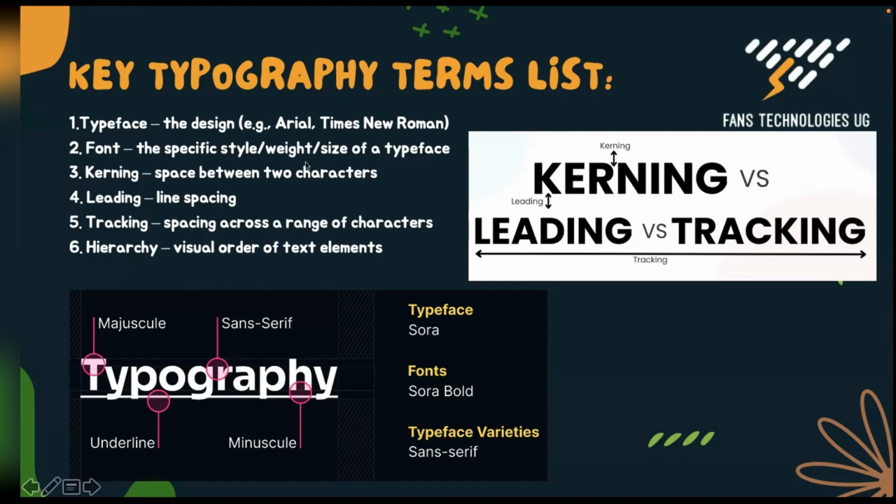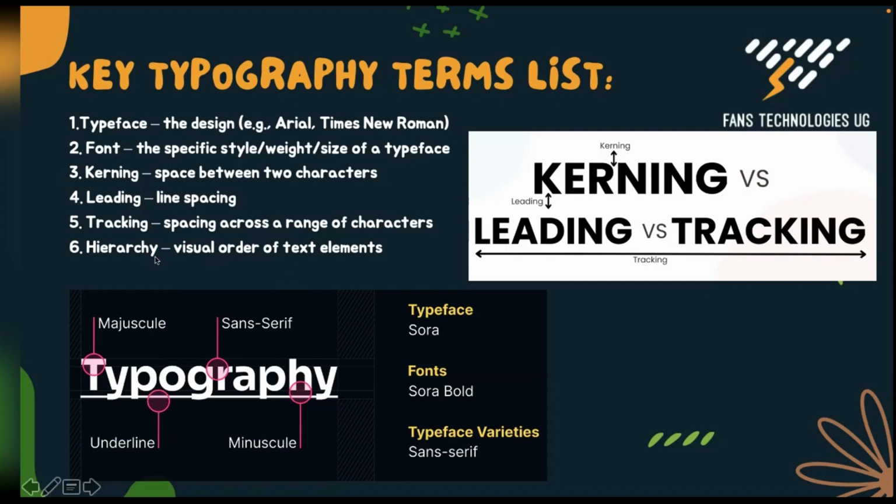Then kerning was the space in between letters. We saw that. Then leading was the space in between lines. We saw that. Then the spacing across a range of characters is tracking. Then hierarchy, the visual order of text elements.